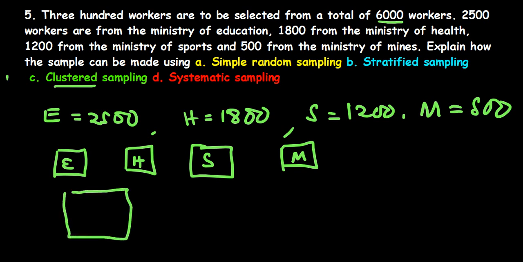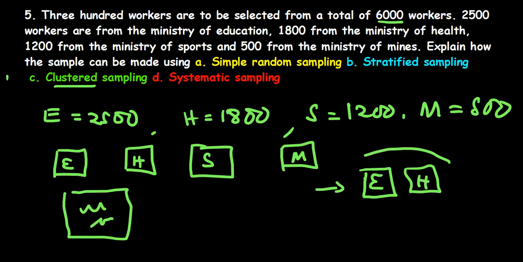Okay, and then you shake them. After you shake them, you select maybe two samples from this box here. For example, maybe you get the cluster for Ministry of Education, and then the cluster for Ministry of Health. What you are going to do is select all the members in these two clusters that you've randomly selected to be in the sample.